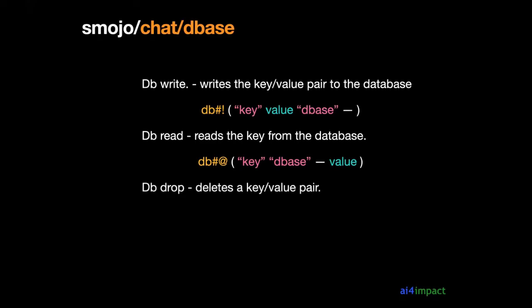Just in case you need some reminding, the databases work across chatbots for the same user, so it's actually specific to one user. And finally, we've got DB drop, which just removes the key from a database. So these are the three different words that we will be using for the database.